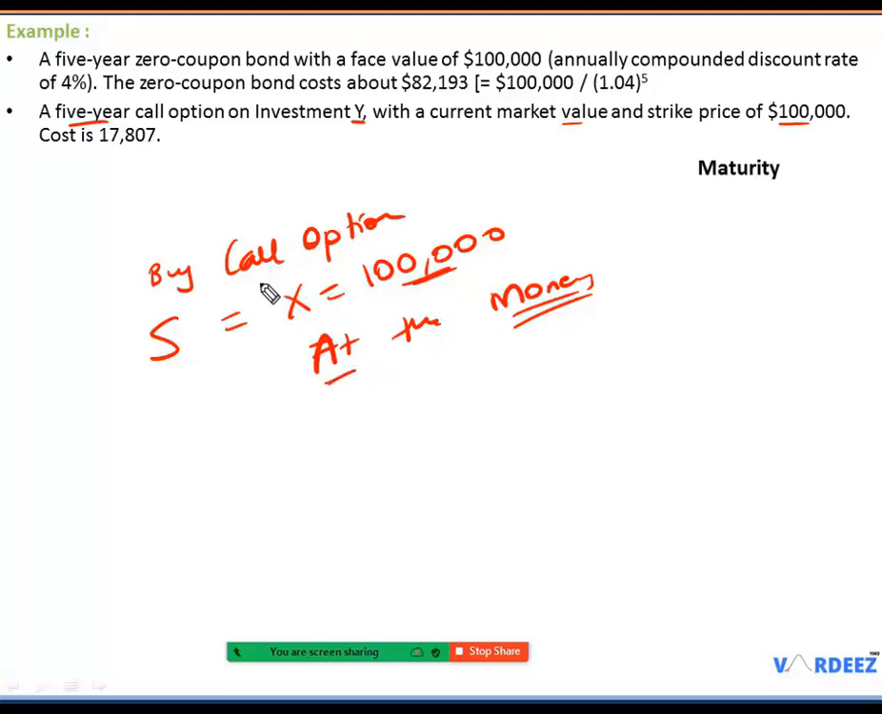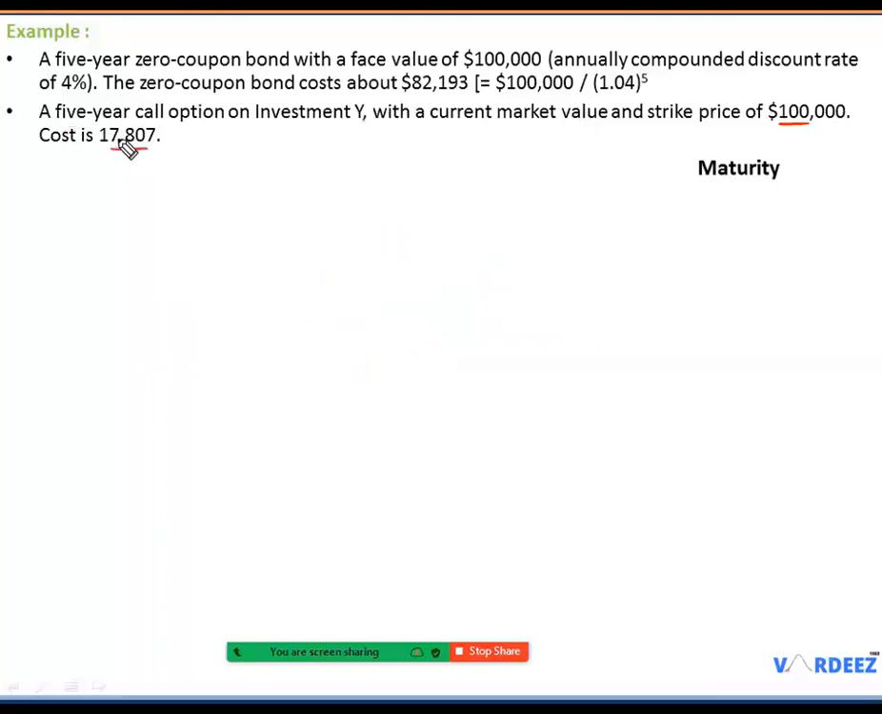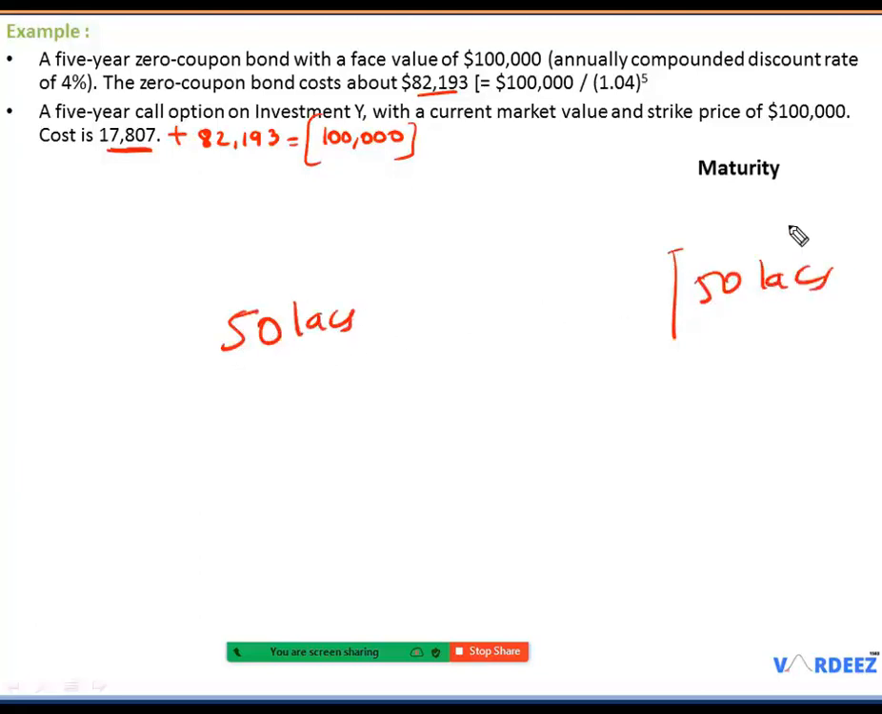And to buy this call option, we have to spend this much, 17,807. Now, how do we come up with this? Basically, there's an instrument available in the market for $82,193. If you add this, plus this, you will get $100,000. So in the last example, I gave you that you have 50 lakhs now, and you want to get 50 lakhs for your house.